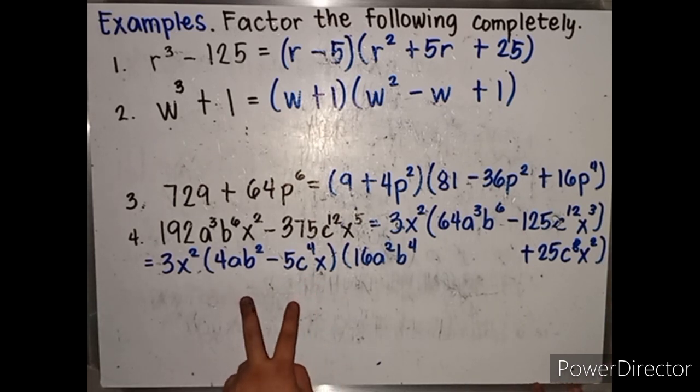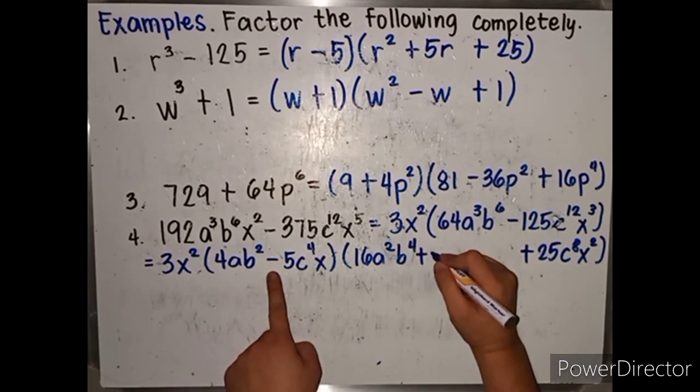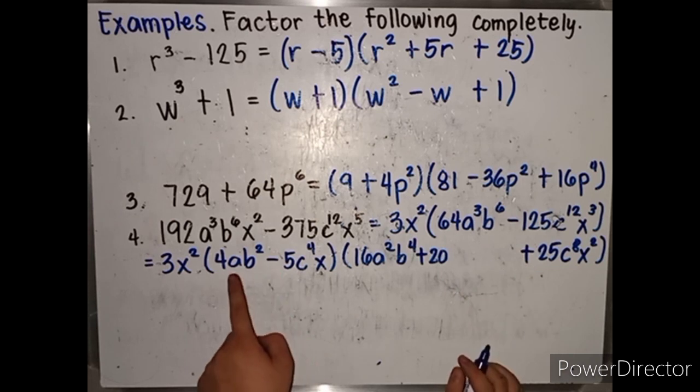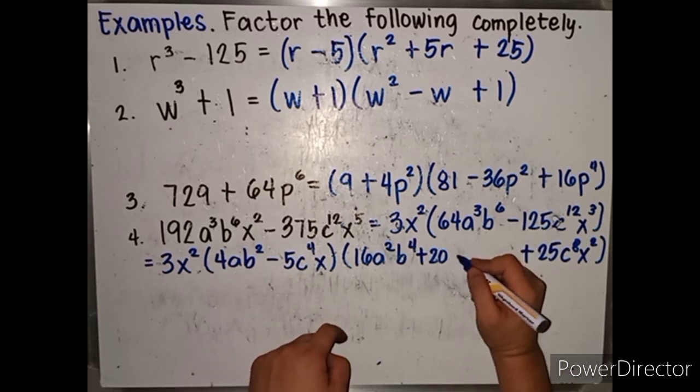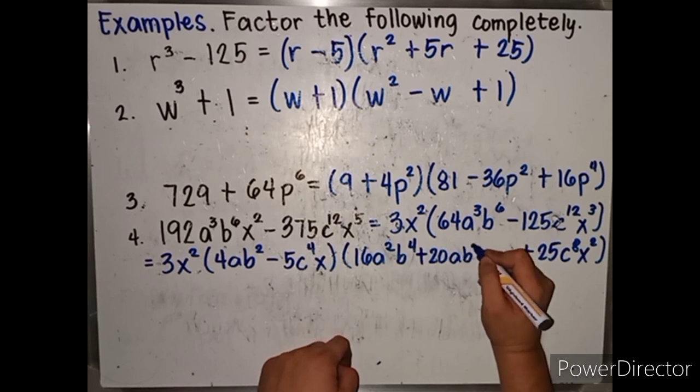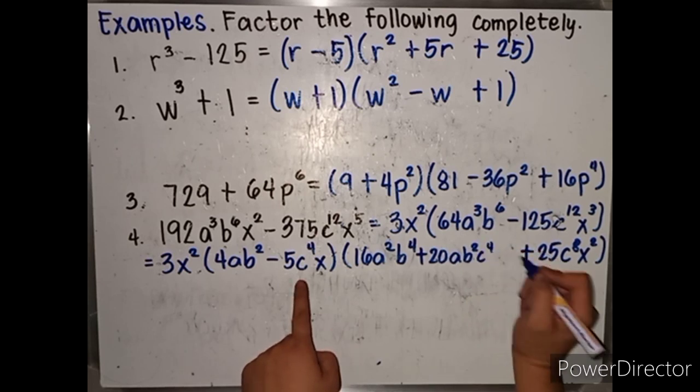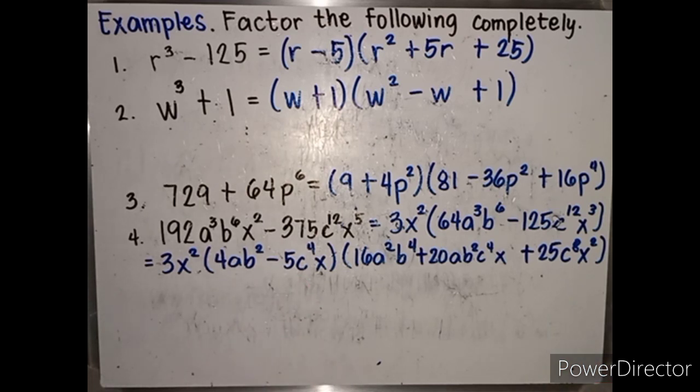Okay, let's go to the middle term. So, multiply. So, we have 20. So, negative 20, kaya magiging positive 20. Tapos, lahat ng mga variables na to, kukopyahin na lang natin. So, walang magbabago dyan. So, that is a, b squared, c to the 4th, x. So, therefore, these are the factors of 192a cubed b to the 6x squared minus 375x to the 12, c to the 12, x to the 5th.